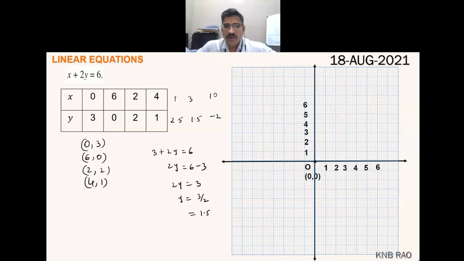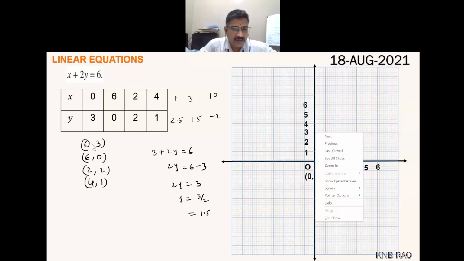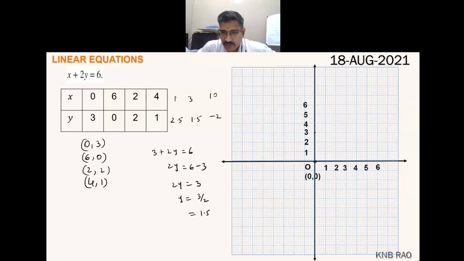Now 0,3. How to represent 0,3? The x coordinate is 0, so watch 0 on the x-axis. The y coordinate is 3, watch 3 on the y-axis. So 0,3 lies here. The x coordinate is 0, so 0 is to be taken on the x-axis, and the y coordinate is 3, so 3 is to be taken on the y-axis. So 0,3 is this point. Okay, you got a point now.